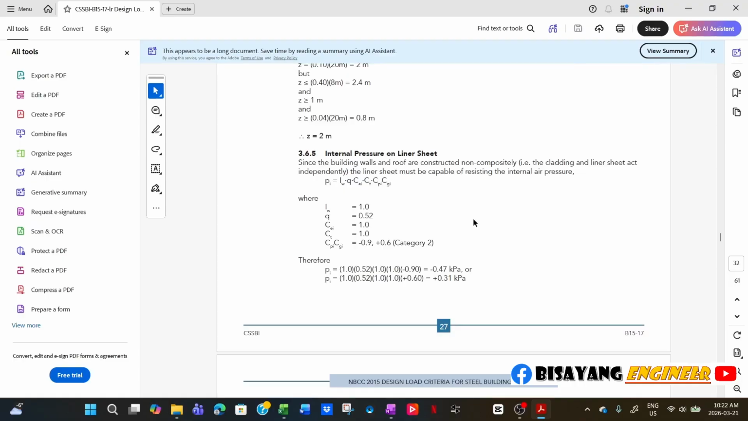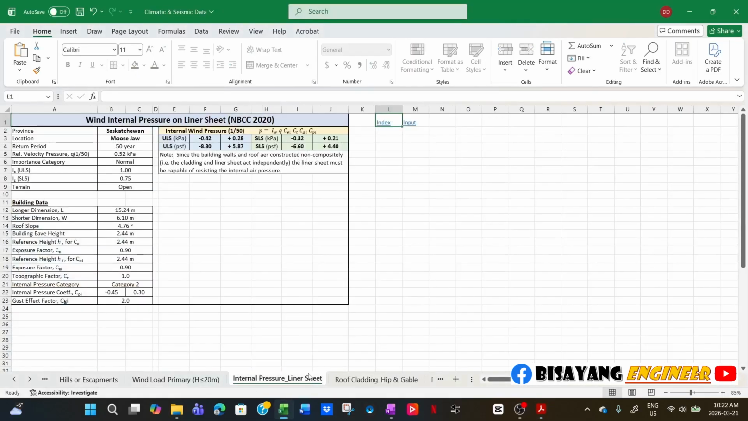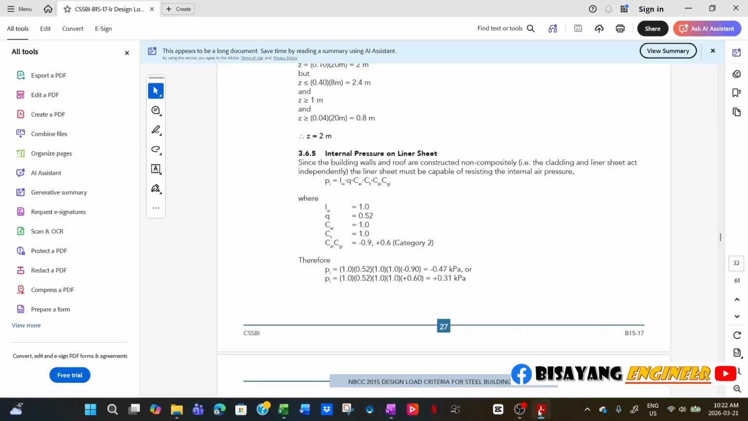Internal pressure. Now this value here, CPI, is 0.9 and 0.6, assuming this is category 2. Now you have a calculation here. If you notice, the CGI CPI is negative 0.9, and the positive value is 0.6.